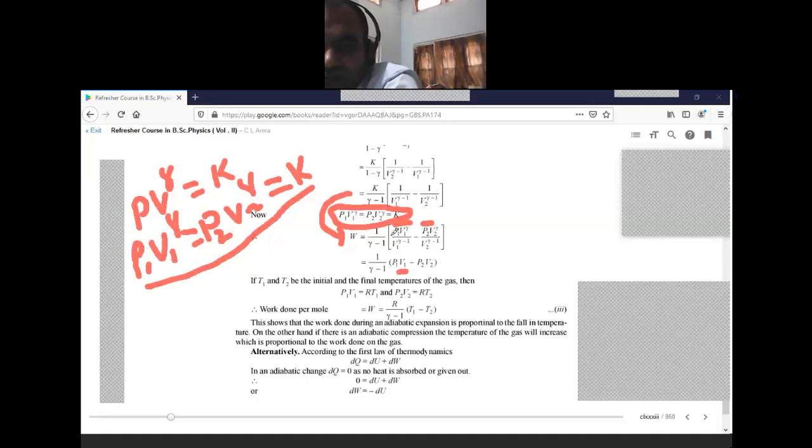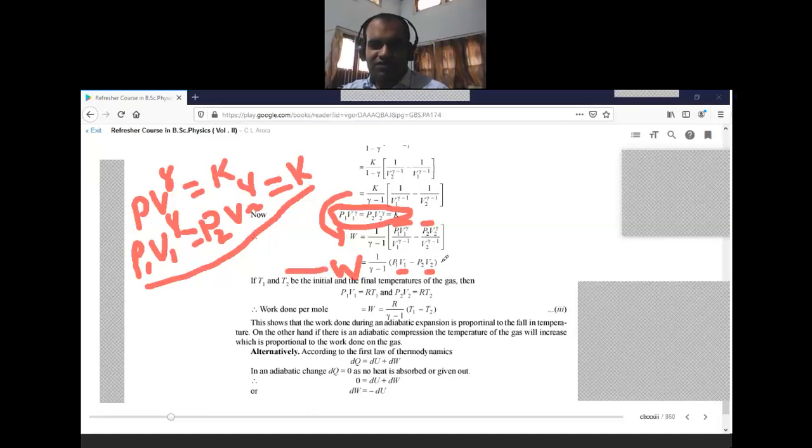So if you just divide V1 to the power gamma by V1 to the power gamma minus 1, we will be left with only V1, P1, V1. P1 is there already, we have P1. Similarly, this second quantity will be P2 and V2 to the power gamma divided by V2 to the power gamma minus 1. So we will be left with only V2 and P2 is already there. So the work done is nothing but 1 divided by gamma minus 1 times (P1 V1 minus P2 V2).